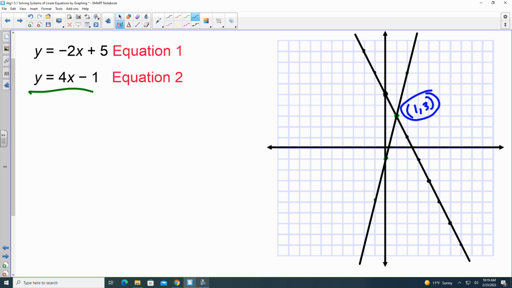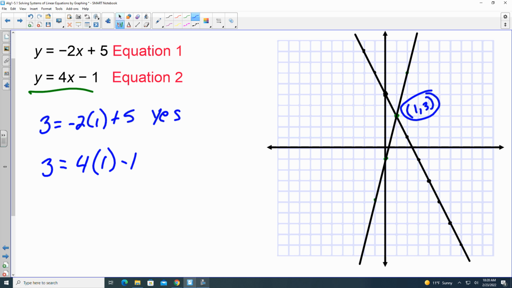So looking at equation 1, y is 3, so I got 3 is equal to -2 times 1 plus 5. Well, -2 times 1 is -2. Does -2 plus 5 give me 3? The answer is yes. Looking at equation 2, I got 3 is equal to 4 times 1 minus 1. 4 times 1 is 4. 4 minus 1 is 3. Yes as well. So 1 comma 3 is in fact our solution.